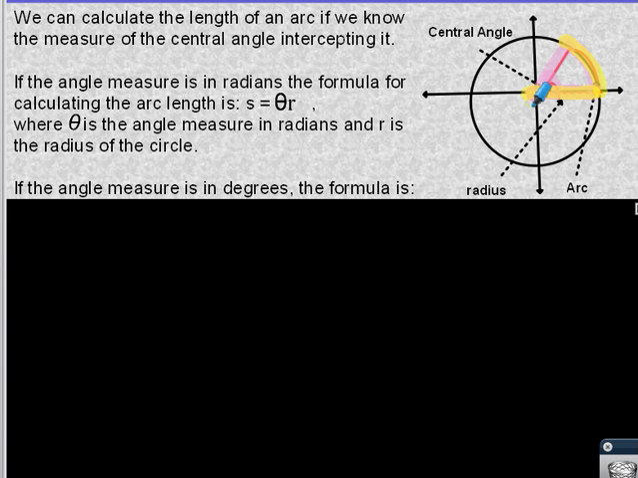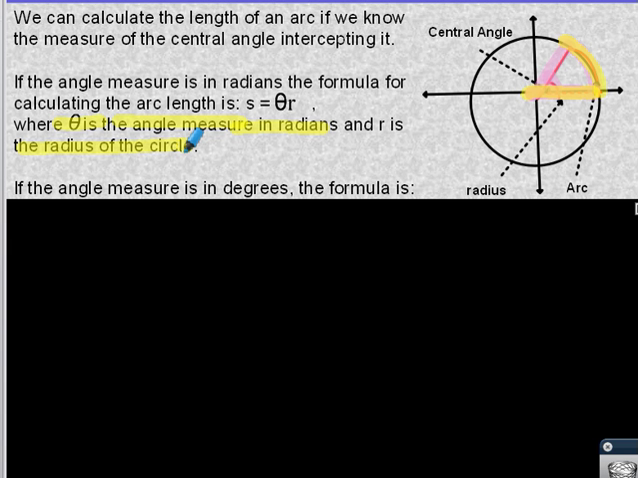If the angle measure is in radians, so if our central angle is in radians, then the formula for calculating the arc length is just theta times r, where theta is the angle measure, central angle measure, in radians, and r is the radius of the circle. So pretty straightforward.